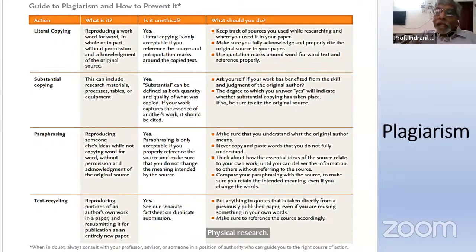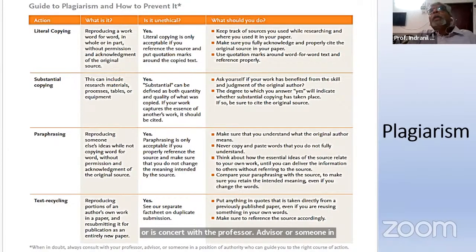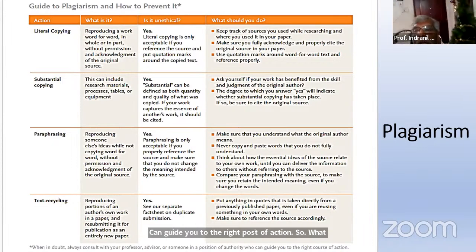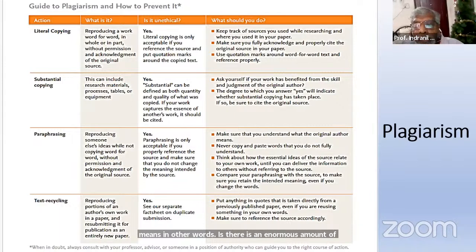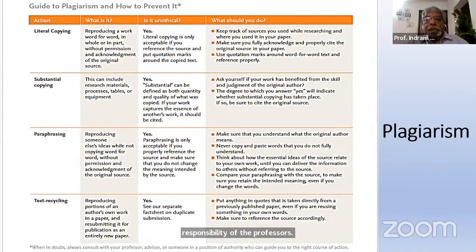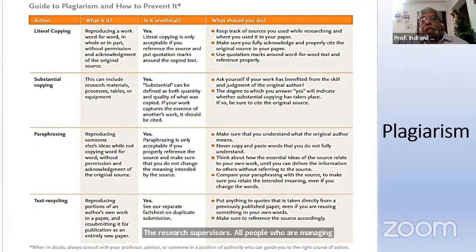And finally, this last line, very important. When in doubt, always consult with a professor or advisor or someone in a position of authority who can guide you to the right course of action. So what this means, in other words, is there is an enormous amount of responsibility on the professors, the research supervisors, or people who are managing things at a senior authoritative level vis-a-vis the research output of the PhD students.